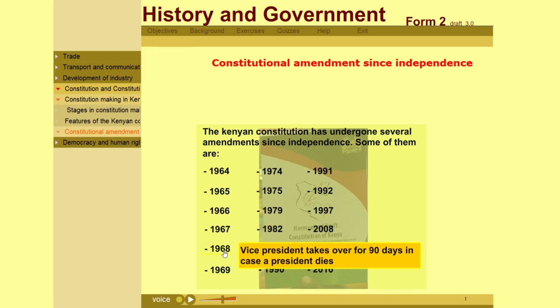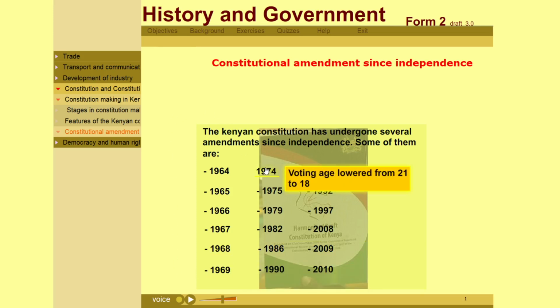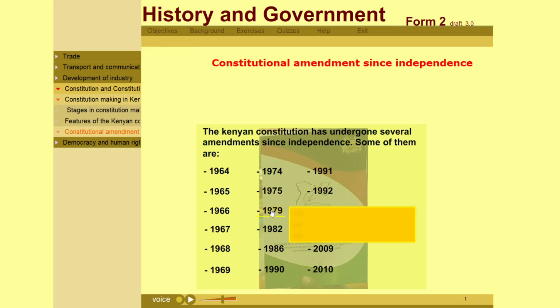The Vice President takes over for 90 days in case a president dies, in 1968. The President was empowered to appoint ECK commissioners in 1969. The voting age was lowered from 21 to 18 in 1974. The President was empowered to pardon election offenders in 1975. Creation of the Court of Appeal after the collapse of the East African Community in 1979. Kenya became a de jure one-party state in 1982.